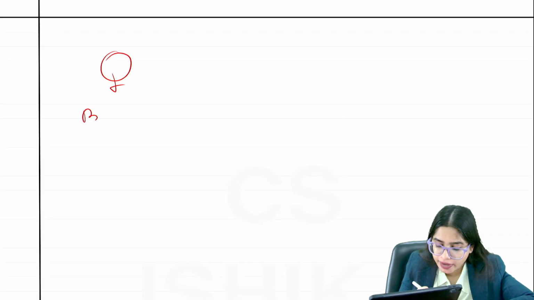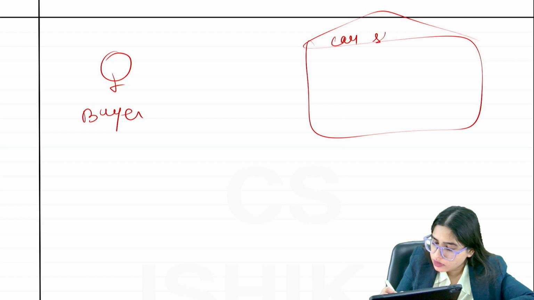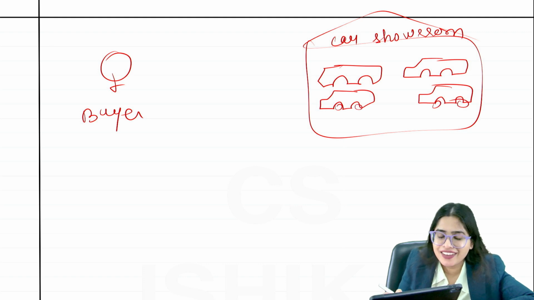What is given here? There is a buyer and there is a car showroom. A lot of cars are there in the car showroom. I have become an expert in making cars, see how beautiful. So a lot of cars are in a car showroom and this is the seller.